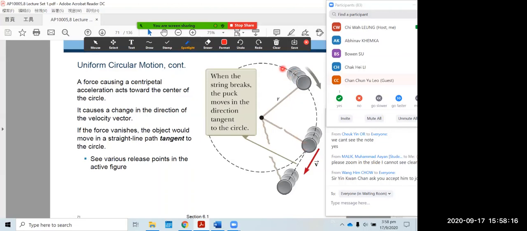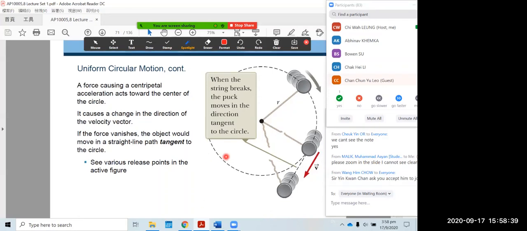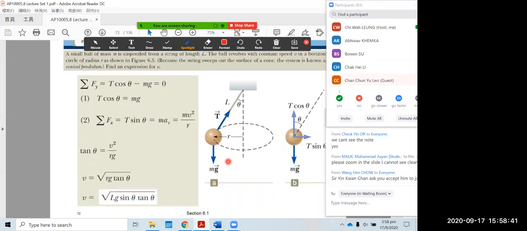So when the object is making a circular path, it is under the influence of a centripetal force. Once the centripetal force is absent, the object would carry on its linear motion along a straight line. That is the idea of circular motion. So here we try to take a look at an example.